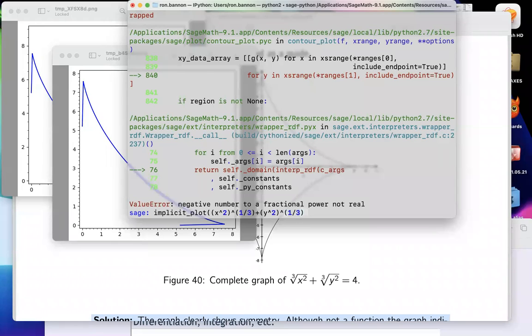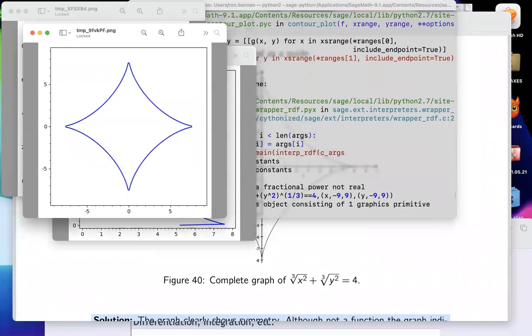And I'm going to say, let's see, that equals 4, right? And then I'm going to do the x between -9 and 9, and I'm going to do the y between -9 and 9. Again, don't be discouraged when things don't work. Wow, there, I finally got it.